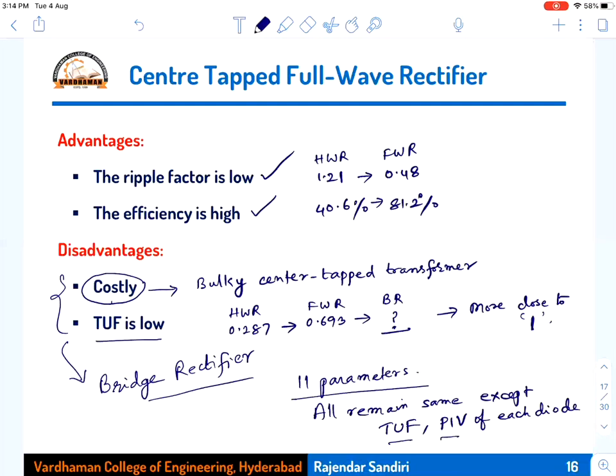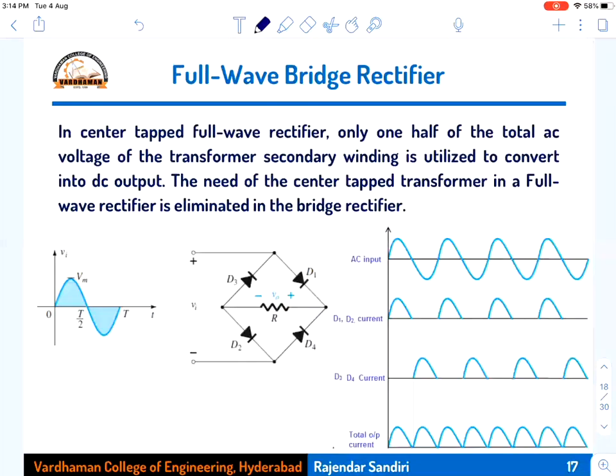The circuit diagram will be like this. Bridge rectifier will have 4 diodes connected in this fashion, so that again the same output you will be getting. The output you are getting will be a full sine waveform only. There is no change in the output, but only the circuit diagram is changing.